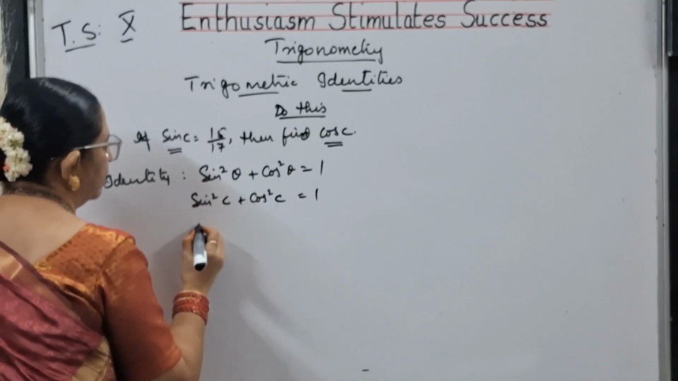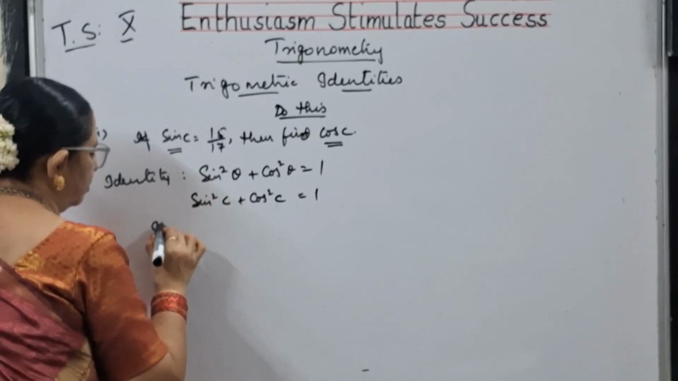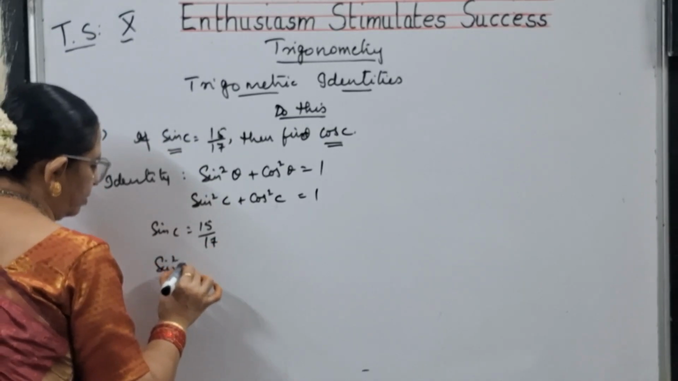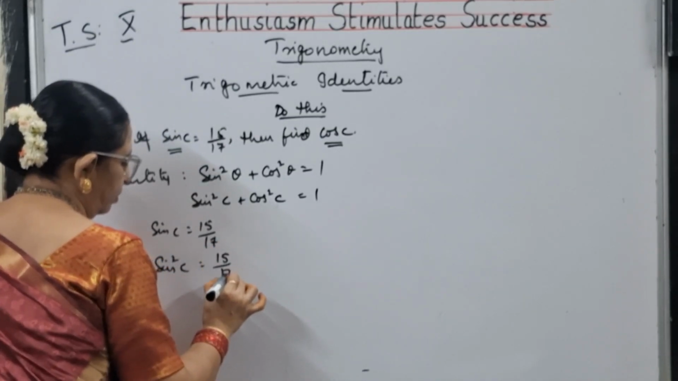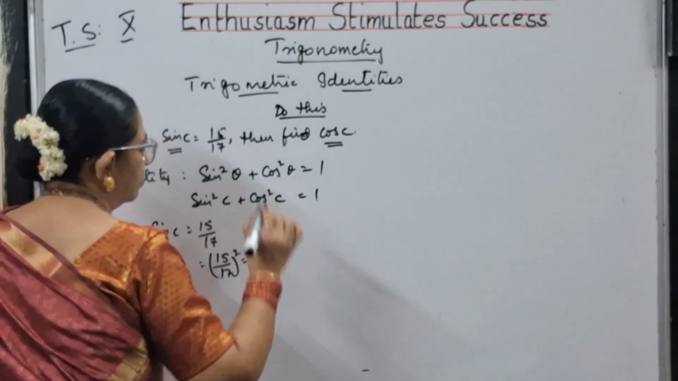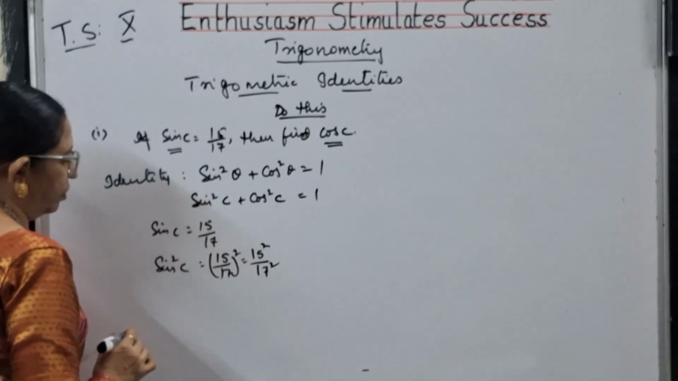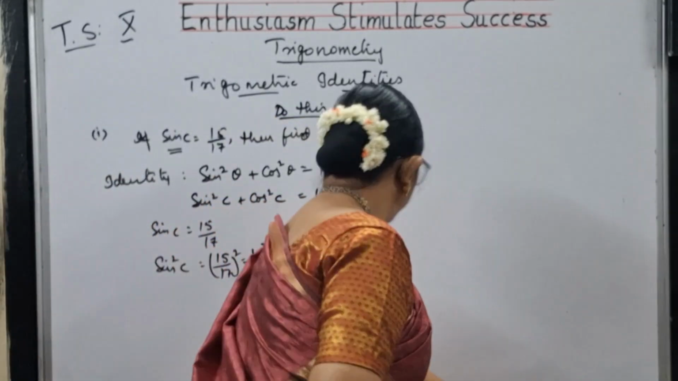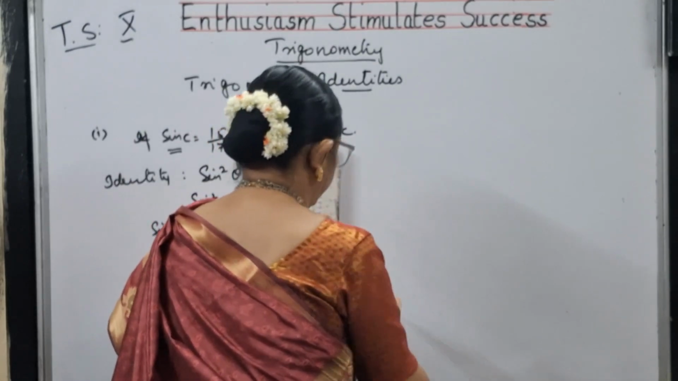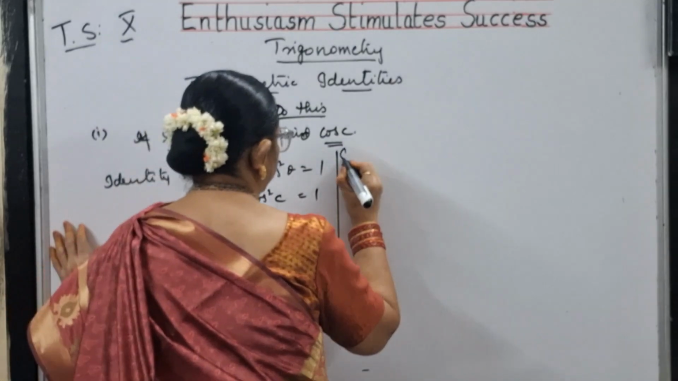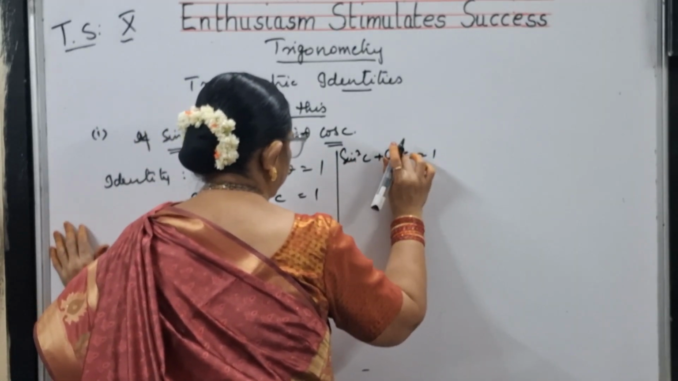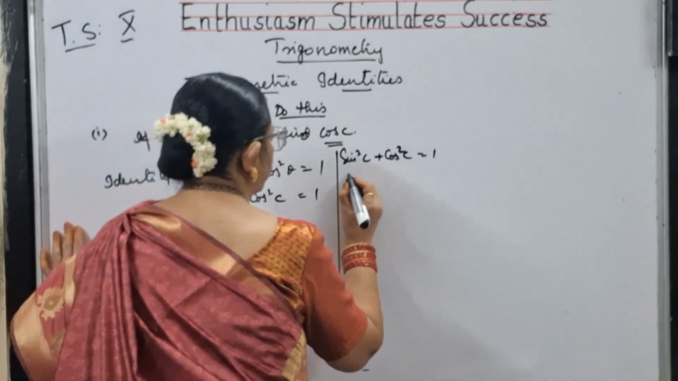Now you have got sin c. What did they give? Sin c is 15 by 17. So what is sin square c? 15 by 17 whole square, that is 15 square by 17 square. Now let us go for the formula. Let me take the identity again. See, sin square c plus cos square c is equal to 1. Now what you want? You want cos c.